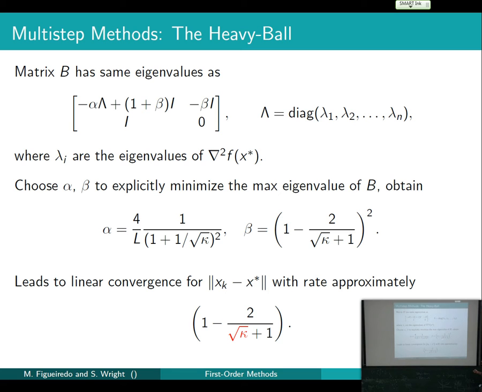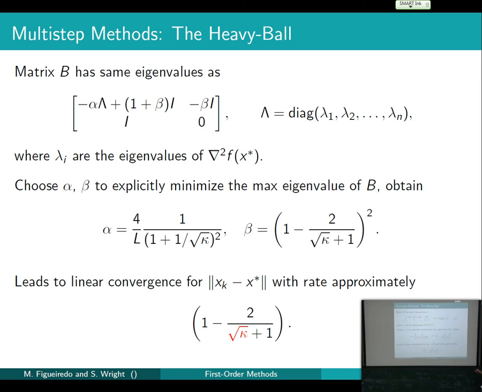And it turns out this is the optimal choice. It's defined in terms of the extreme eigenvalues of the optimal Hessian. L is the maximum eigenvalue, kappa is L over mu, where mu is the smallest eigenvalue. So making these choices, we actually get a faster convergence rate. Now let me tell you what these choices are. If the problem is ill-conditioned, kappa is large, so beta will be close to 1, and alpha will be close to 1 over L, or 4 over L.